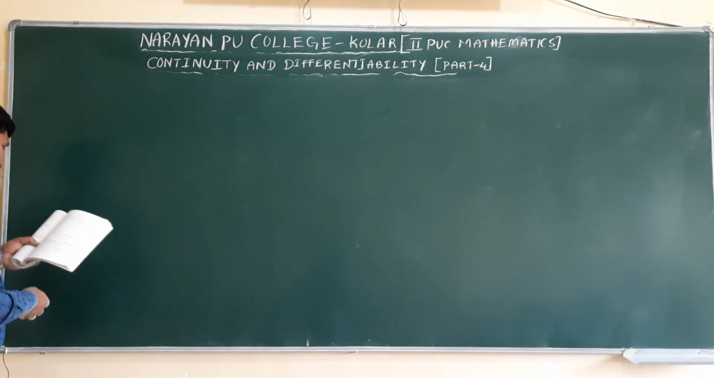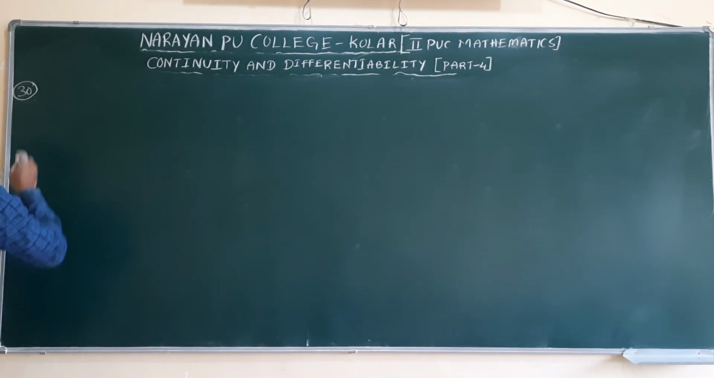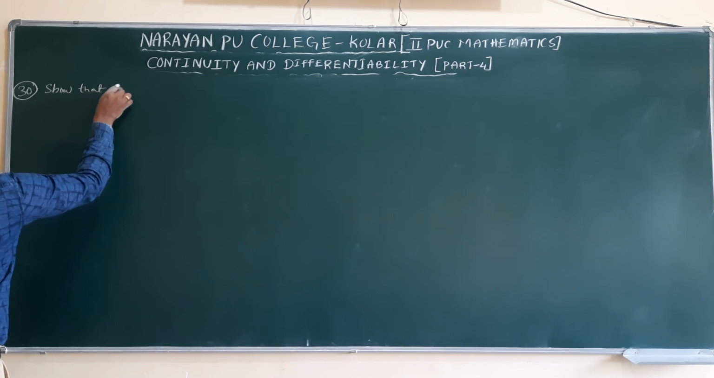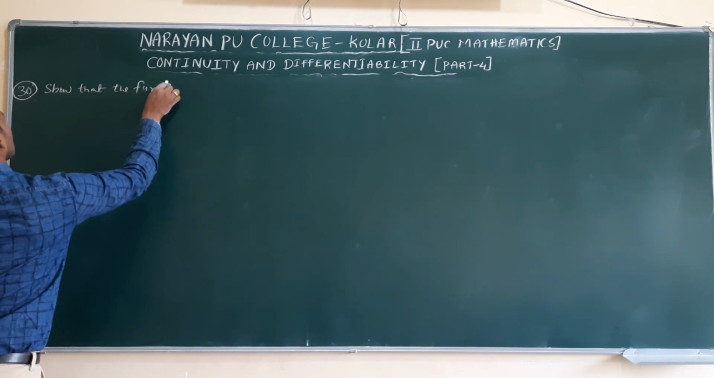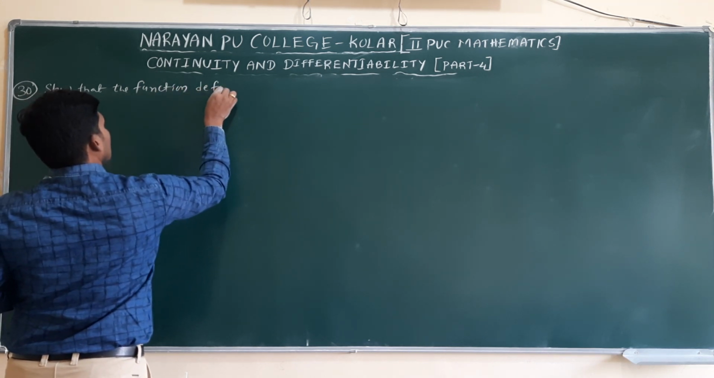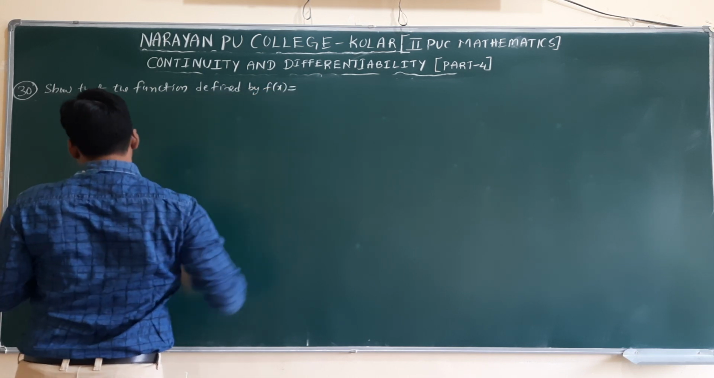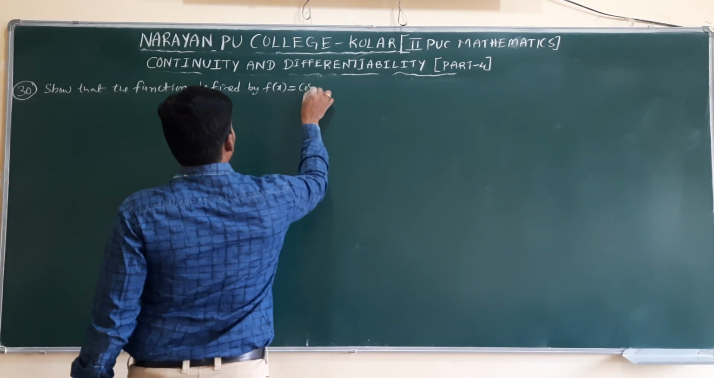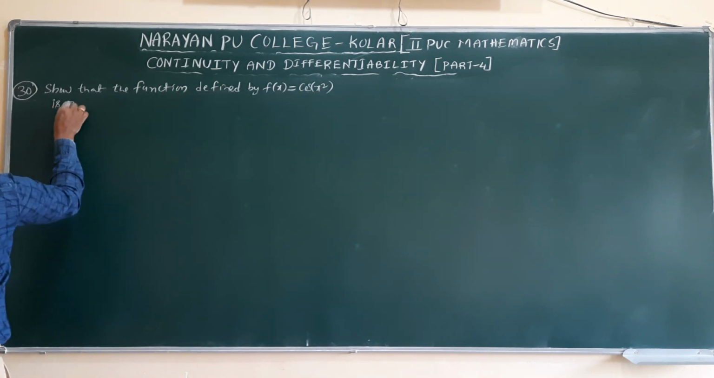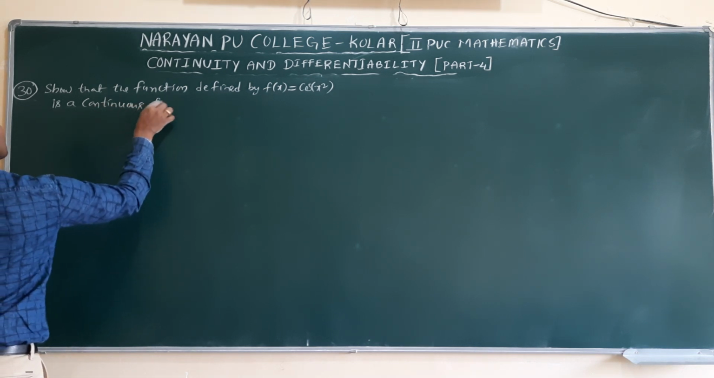Next, question number 30. Show that the function defined by f of x equal to cos of x square is a continuous function.